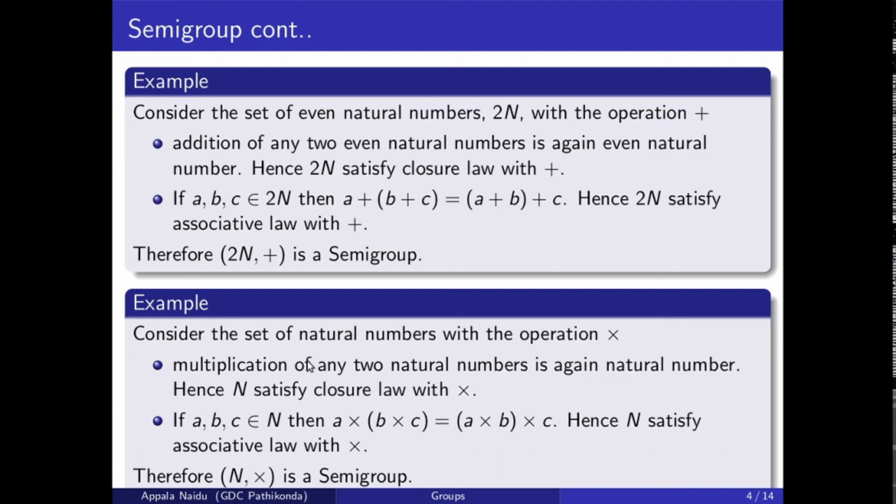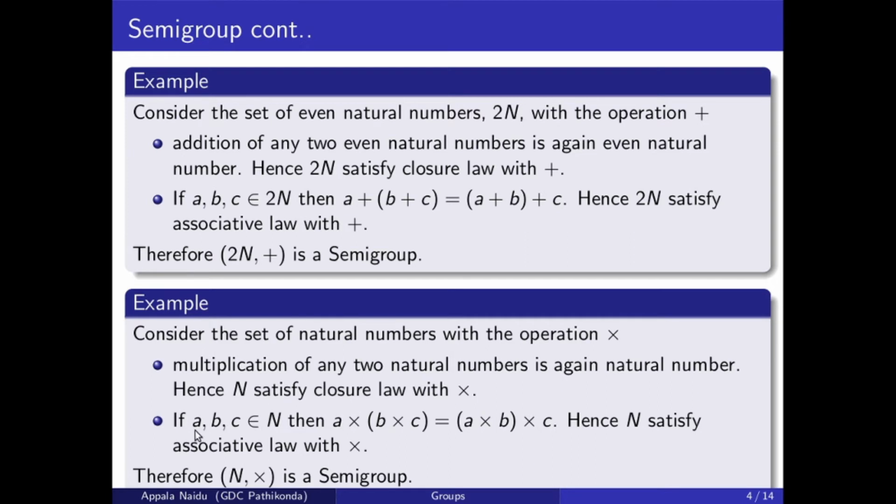Now consider the set of natural numbers with the operation multiplication. So we have already seen that if you multiply two natural numbers, the result will also be a natural number. Hence N satisfies closure law with multiplication.